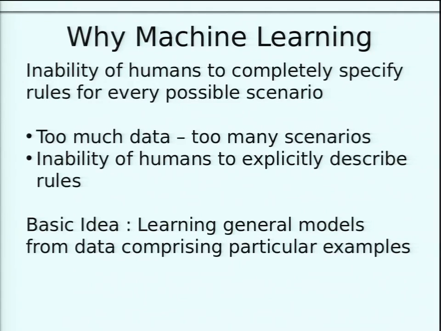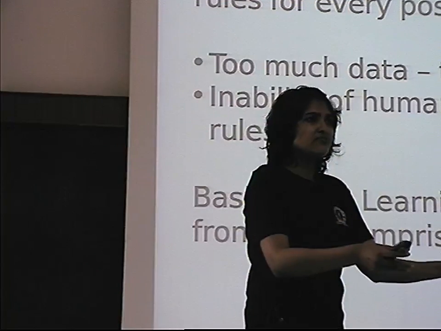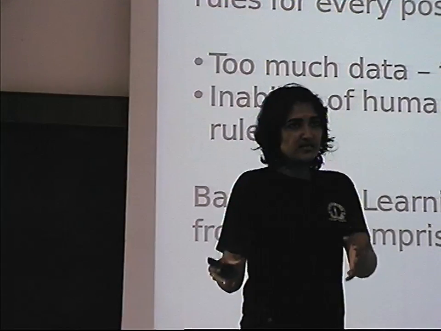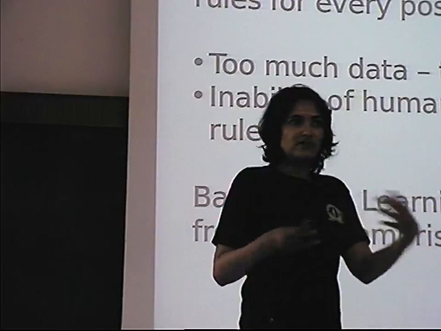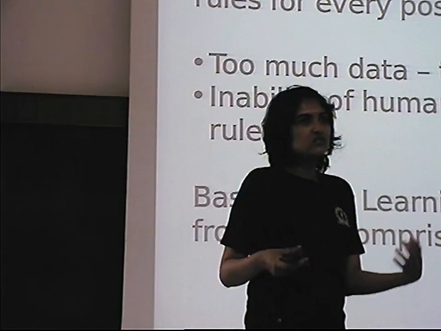So we have too much data, there are too many scenarios, and sometimes it's not even possible to explicitly describe the rules. For example, in the identification of cars from the picture that you had earlier, it's very hard for you to specify all the rules to the computer, right? Instead, if you can give the computer a lot of examples of images that are cars and a lot of examples of images that are not cars and have the software automatically figure it out, that's so much easier, right?